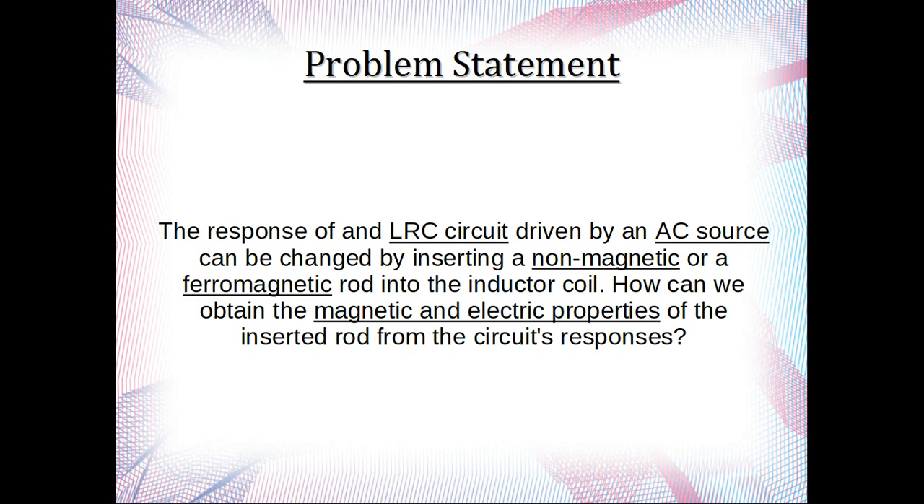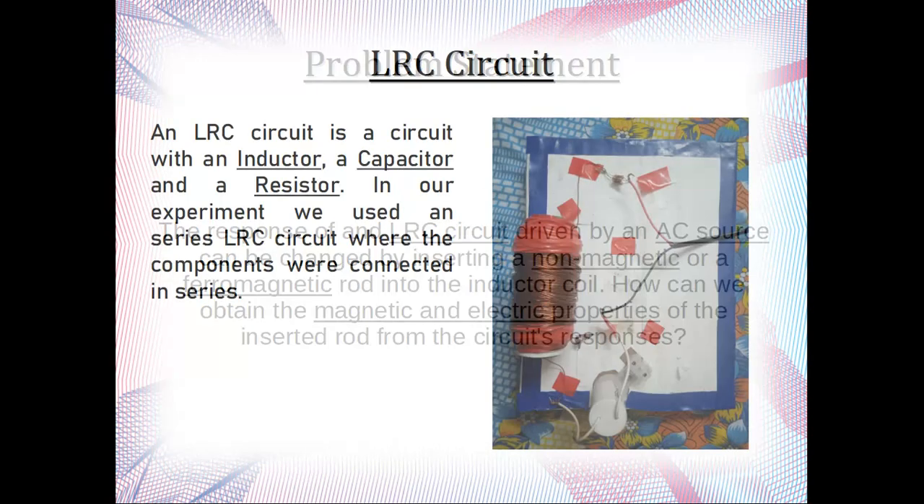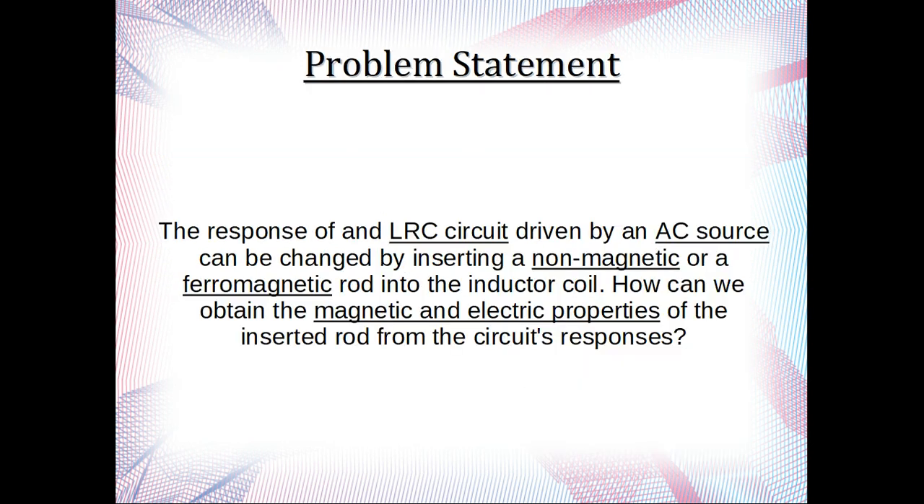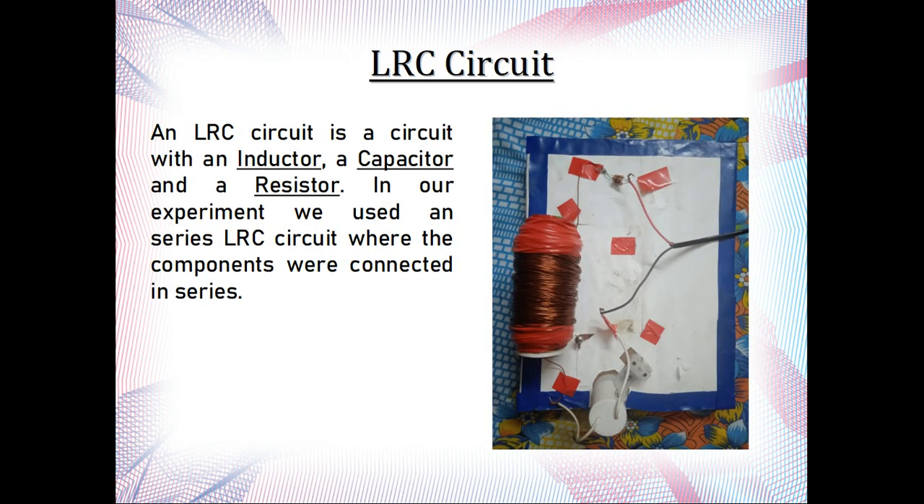An LRC circuit is a circuit consisting of an inductor, a resistor, and a capacitor. And in our case, we connected them in series. When a rod is inserted in the inductor coil of an LRC circuit, which is driven by an AC source, how do its magnetic and electric properties change? Here is a brief discussion of the various important terminologies. An LRC circuit is a circuit with an inductor, capacitor, and a resistor connected. And here, the one which I made is connected in series, as I mentioned.